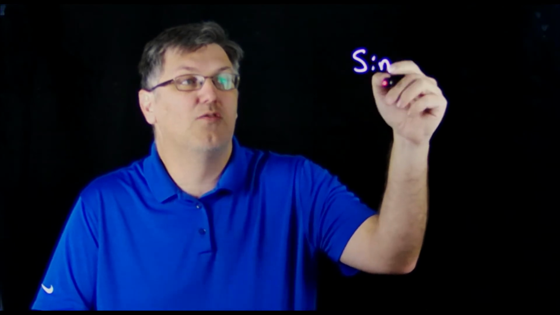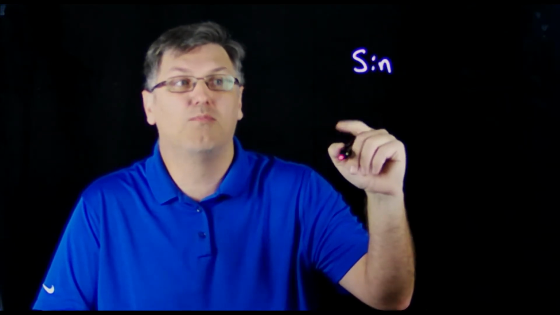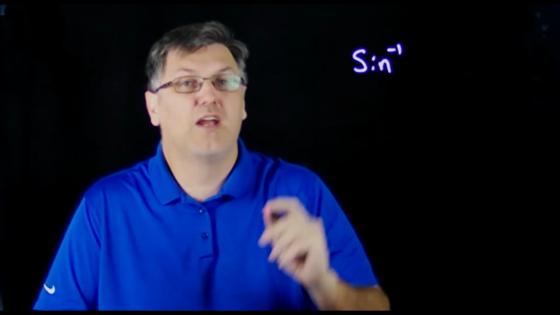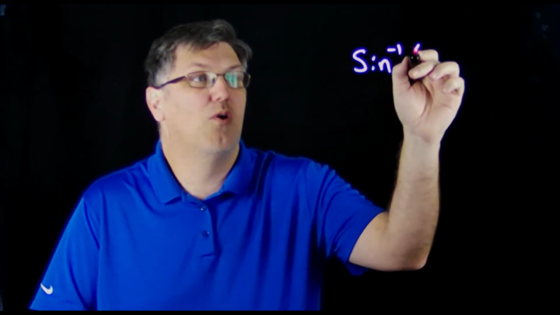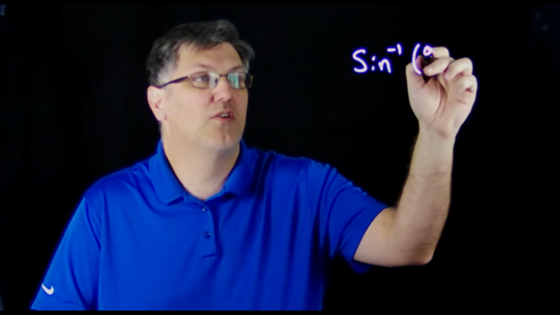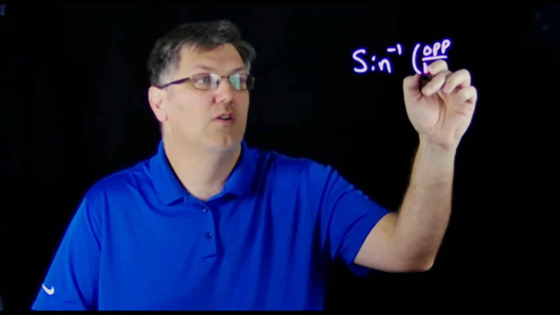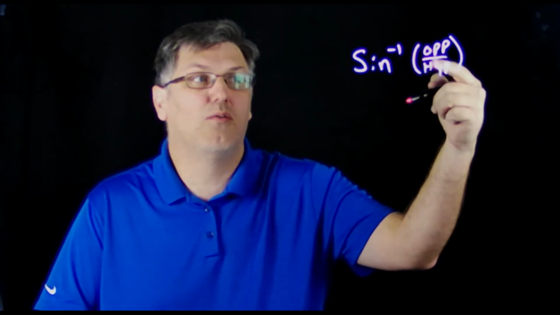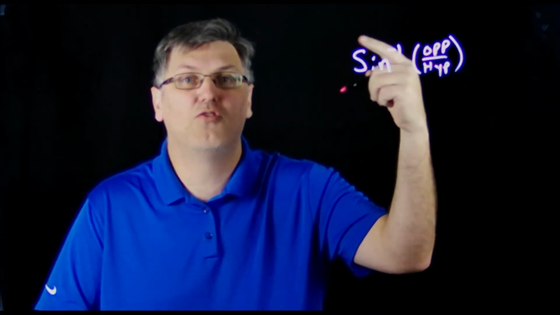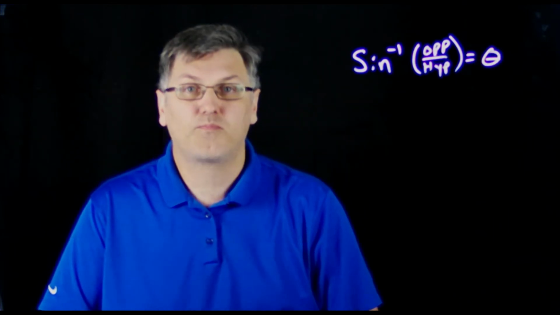Normally we would get sine of some random angle, but we're going to put a little -1 exponent on here, and that's going to be read as arc sine. Now sine is opposite over hypotenuse. So if I give you the opposite over hypotenuse, you're going to take the arc sine to find your missing angle.